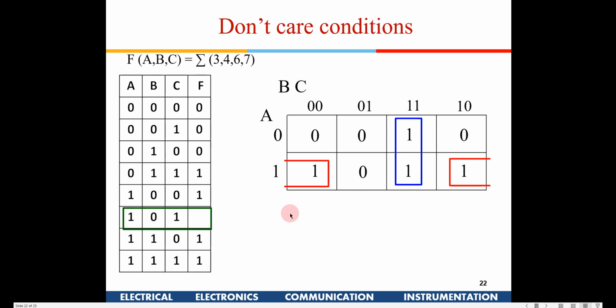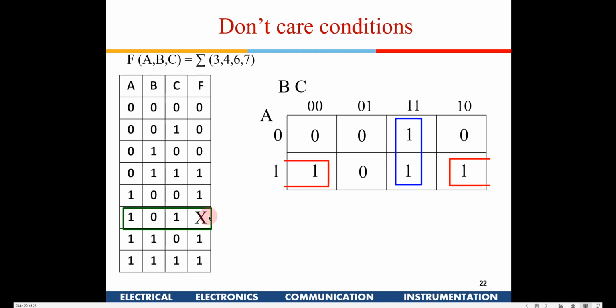Say for some reason we are not bothered about what the output will be here, because we don't expect this input combination at all in our circuit. We are taking A, B, C and making some input combinations, and for it we don't expect this combination, 101, to come at all.